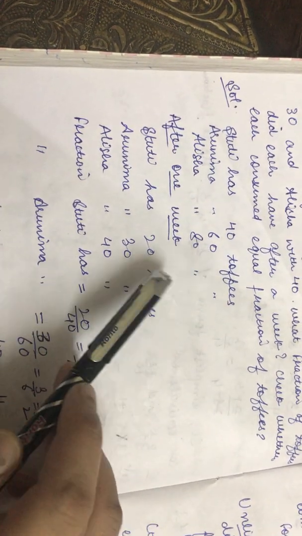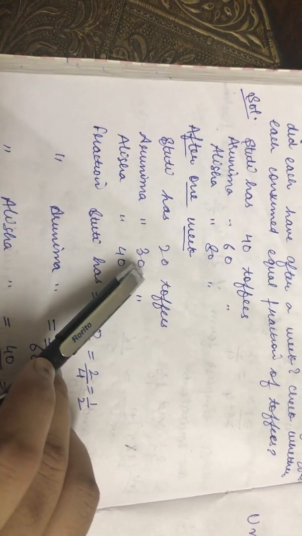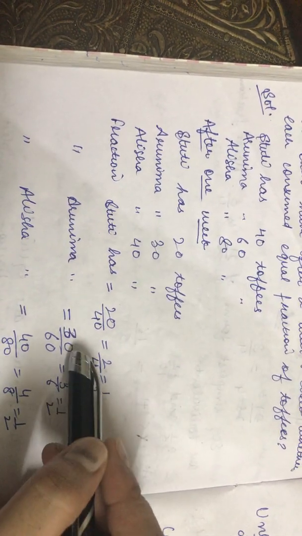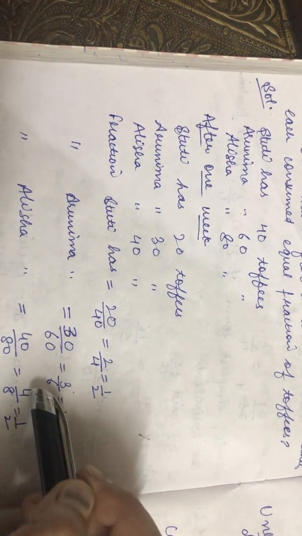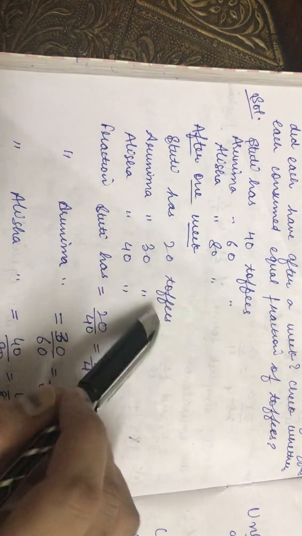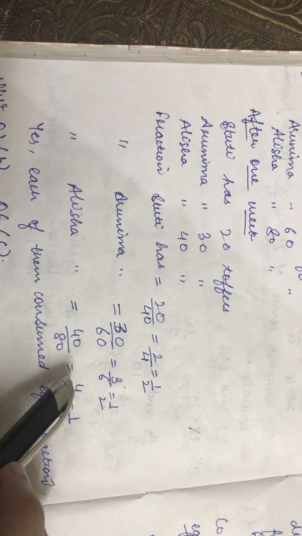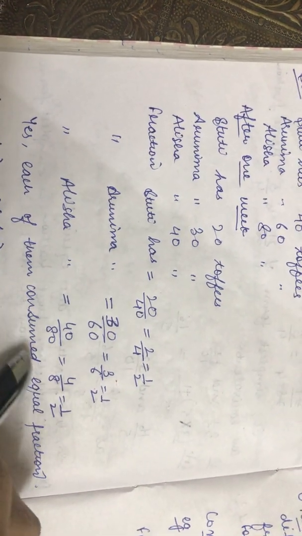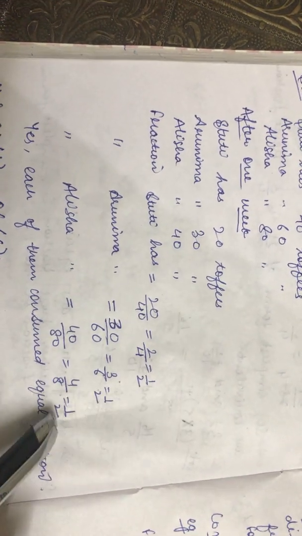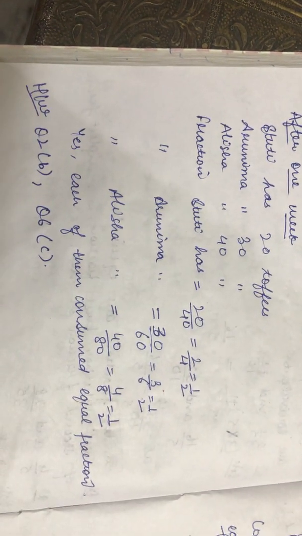For Arunima, starting 60 and left with 30. So the fraction is 30 by 60, which you can cancel on the table of 10. 10 3s are 30, 10 6s are 60, then 3 1s are 3, 3 2s are 6. So again 1 by 2. Alicia has total 80 toffees, out of which 40 are left. So the fraction of Alicia is 40 by 80. Again you can cancel it on the table of 10. 10 4s are 40, 10 8s are 80. Further 4 1s are 4, 4 2s are 8. So what we have observed is that all of them have consumed the same fraction. So yes, each of them consumed an equal fraction.